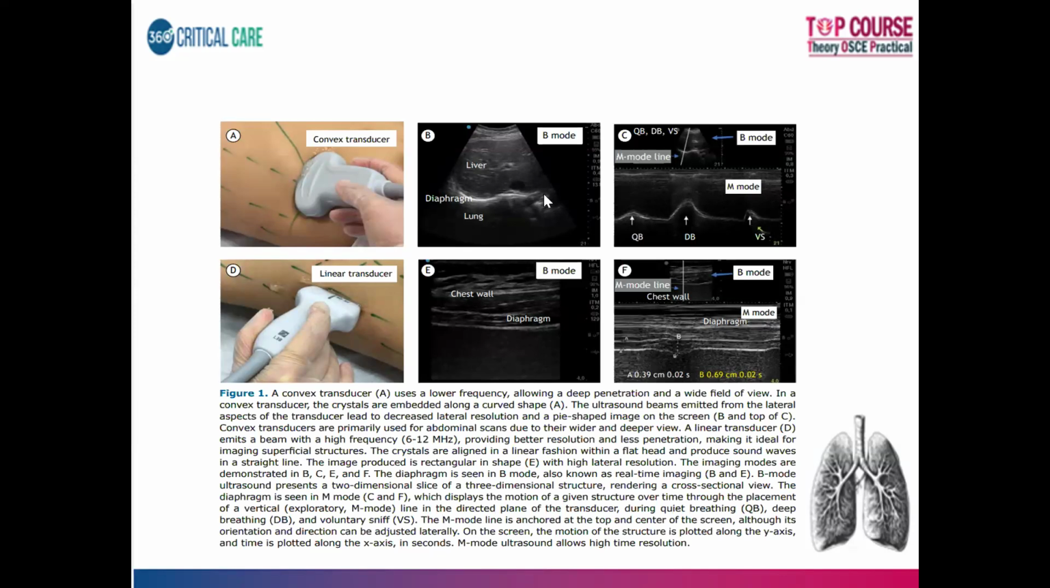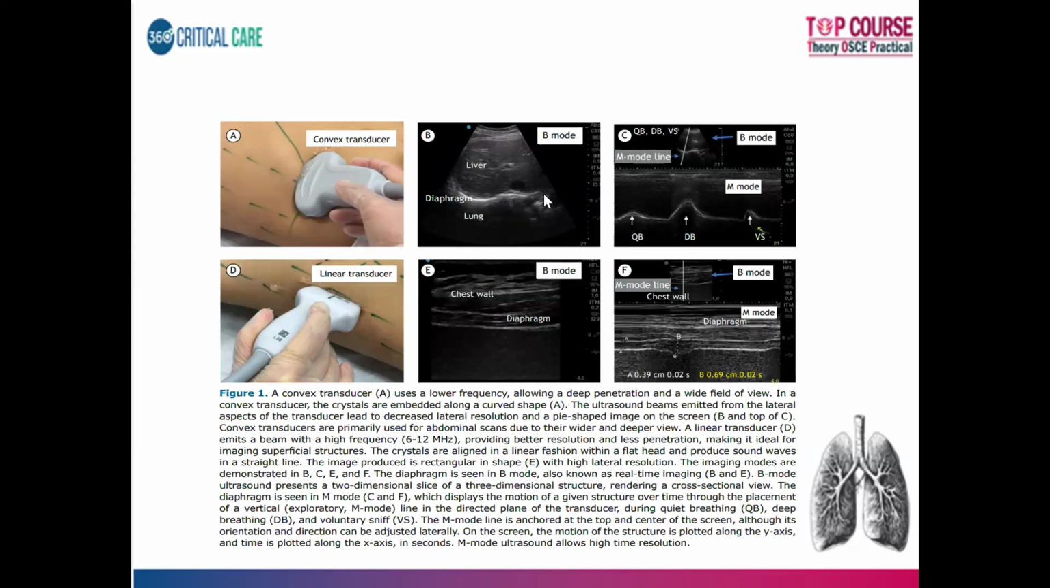We see the diaphragmatic excursion in three phases. One is QB, that is your quiet breathing. Then we see DB, that is your deep breathing, and then we ask the patient to do a sniff, that is a voluntary sniff. You can ask them to do that and then look at how the diaphragm responds to that particular command. There are certain cutoffs that we need to look into, and based on that, we can come to a conclusion whether this patient is fit for extubation or not. So this is about diaphragmatic excursion.